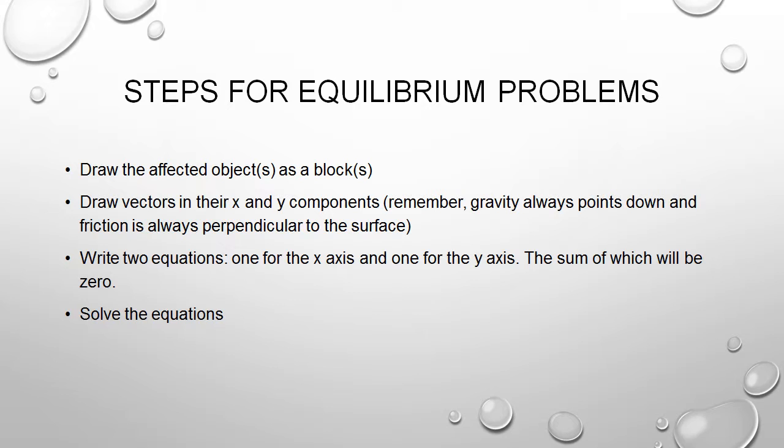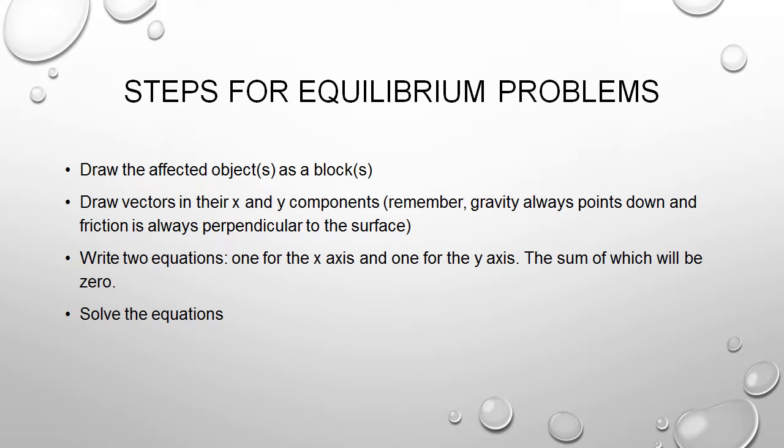So here are the steps for solving equilibrium problems. I will review this again in later videos. Generally it's very simple. You first draw the objects in any equilibrium problem as blocks, just to simplify the drawings. You could draw whatever you want, but the standard convention is blocks. Then you draw the vectors, and it'll be best to draw them in their x and y components.